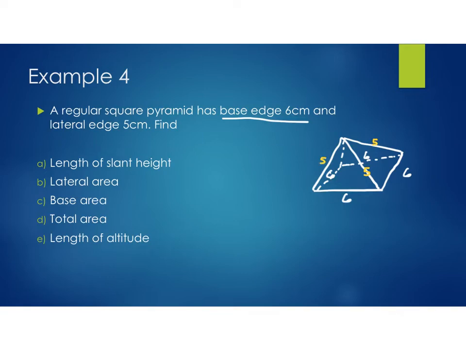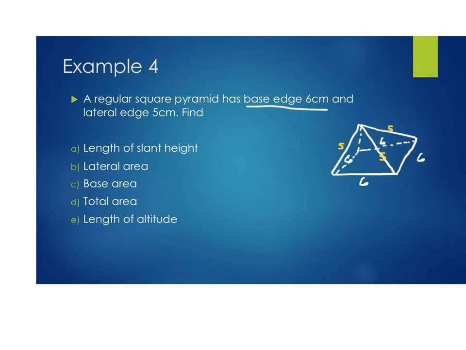Now the pyramids are a little tricky because we've got slant heights, we've got the actual height of the pyramid, we've got a lateral edge, a base edge. It's got quite a few different things that we need to label in our picture. All right, so all I've done so far is draw the picture and label my given information. I now need to start answering the questions.